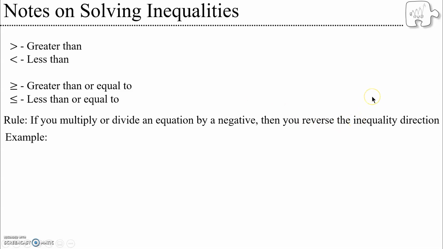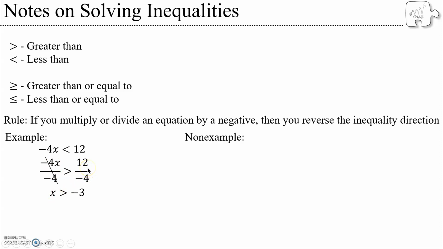The only difference is if you multiply or divide by a negative, then you reverse the inequality direction. An example: say you have negative 4x is less than 12. To solve this, you have to divide by negative 4 on both sides. It's a less than symbol, pointing to the left, and now it's a greater than symbol, pointing to the right. These cancel out, and you get x is greater than negative 3.